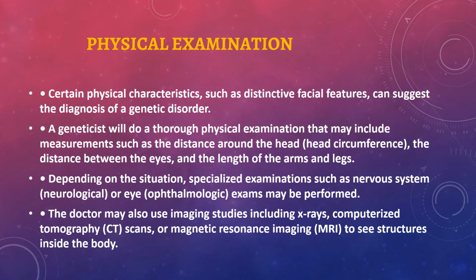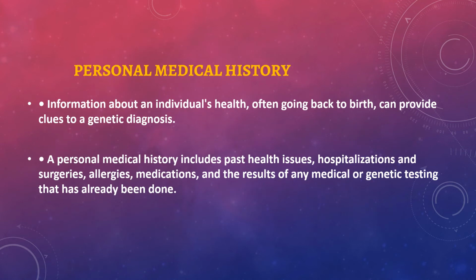Next, a personal medical history, which is also very important apart from the physical examination. In personal medical history, we have to get information about the individual's health, how he is living his life, what his lifestyle is. Often going back to birth can provide clues to a genetic diagnosis. So, what are the medical history and the physical examination of a person at birth?